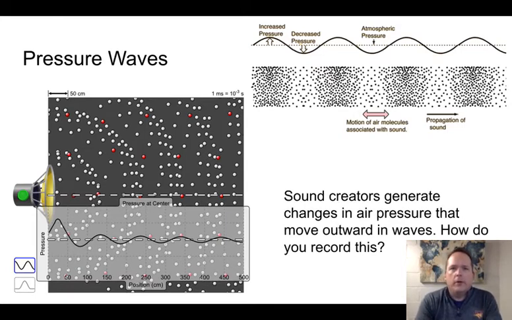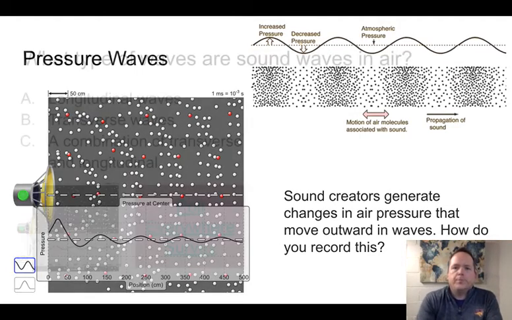So sound creators, like me talking or like you listening to whatever music you're listening to, generate changes in air pressure, and those changes in air pressure move outward as these sound waves. But how do you actually record this and store it for later use?